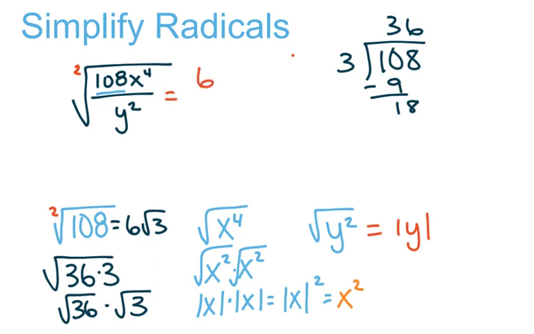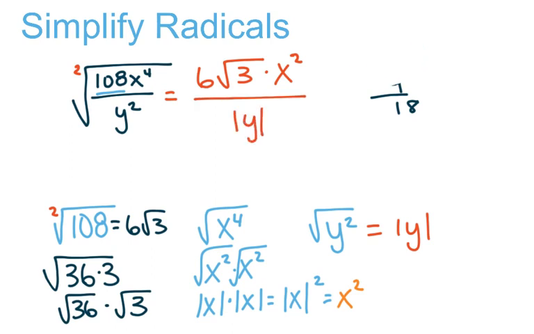I get 6 root 3. I also have x to the 2nd power on the numerator, not under the radical, over the absolute value of y. When I write my final answer, I prefer to write it in this form, 6x squared times the square root of 3, all over the absolute value of y.